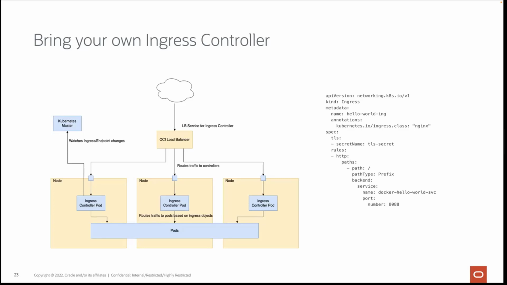So it does both. So this is like a sample service definition that I was talking about, which, as you can see, has an Ingress class called Nginx that will launch an Nginx-based Ingress controller. And then it also defines the path-based routing that I was talking about that will send traffic to a service name called Docker Hello World service, which is nothing but a fleet of pods deployed on your worker nodes. So this was about bringing your own Ingress controller to use with Oracle Kubernetes Engine.